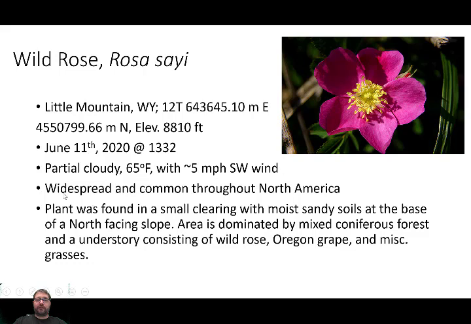That's the weather information. Now, what's the status of this plant? What's the status of wild rose? It's widespread. It's common throughout North America. Okay? So it's not a threatened or endangered species. It's very common. Right? And then the eco news, or ecology of the region. Plant was found in a small clearing with moist sandy soils at the base of a north-facing slope. Area is dominated by mixed coniferous forests, the understory consisting of wild rose, Oregon grape, and miscellaneous grasses.